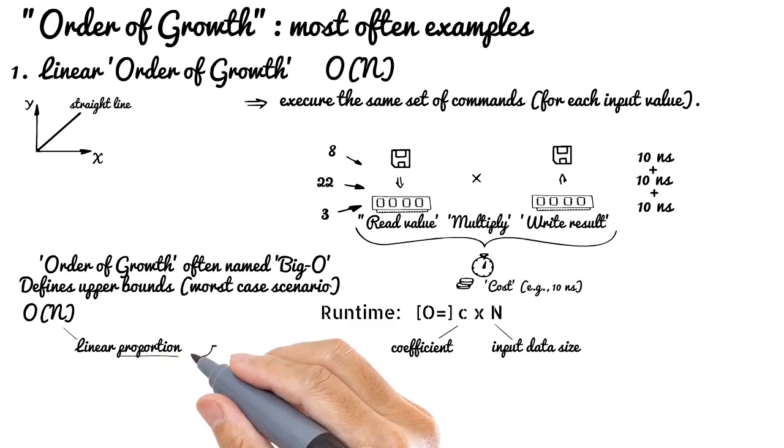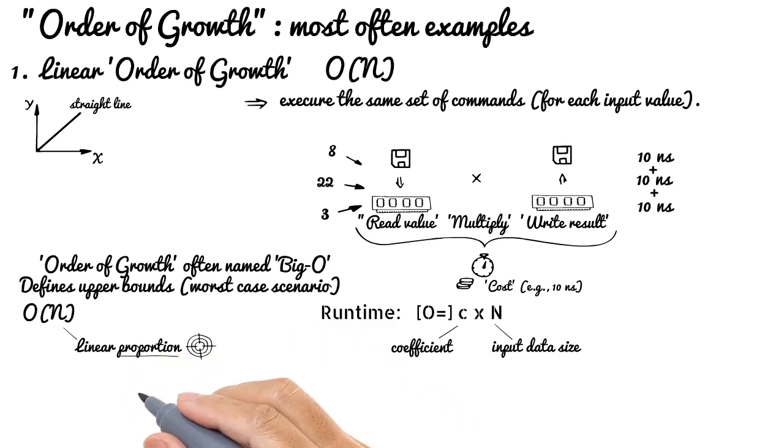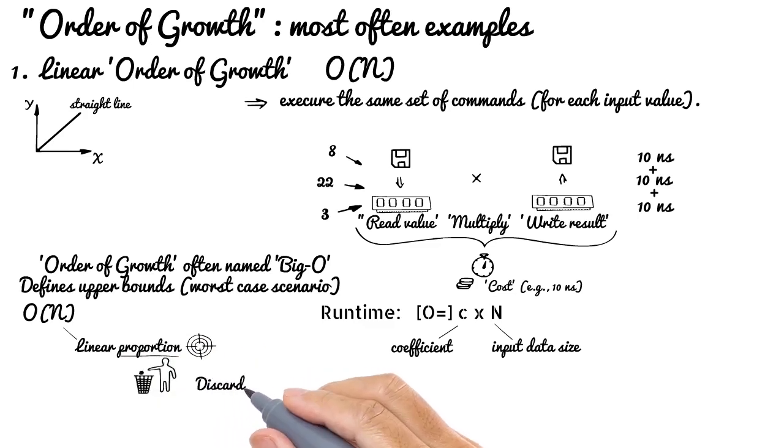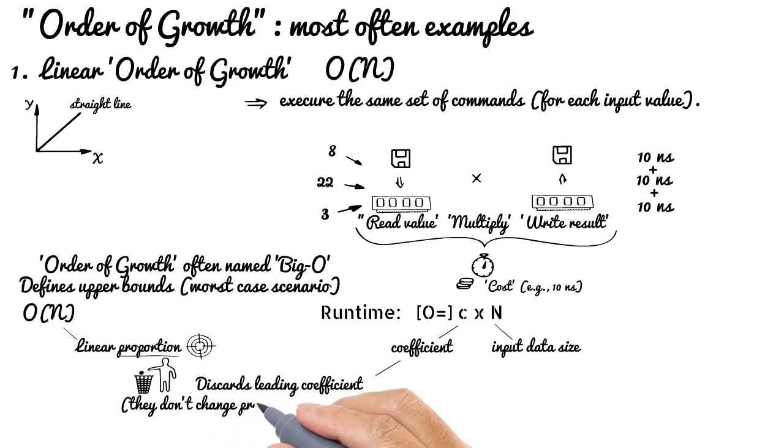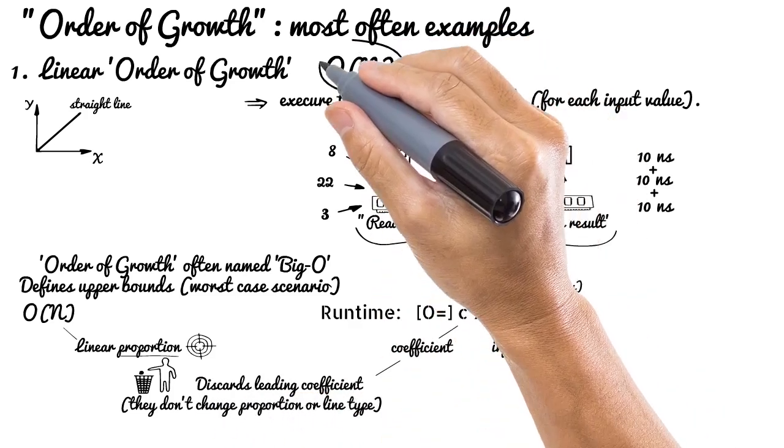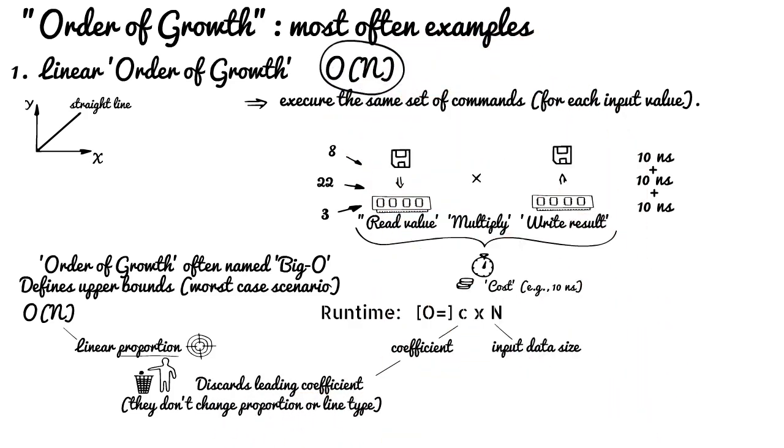Proportion is in the focus. That's why for simplicity, order of growth discards leading coefficients. Such coefficient does not change proportions or line type. When you see such notation, big O of n, for classifying algorithms' order of growth, that means runtime linearly grows as input data increases.